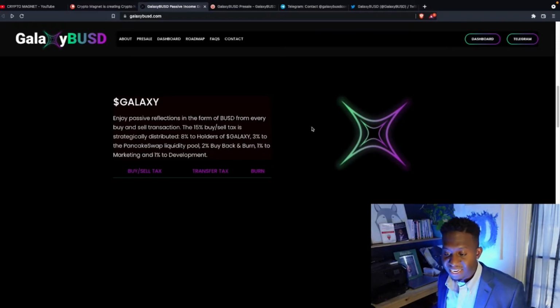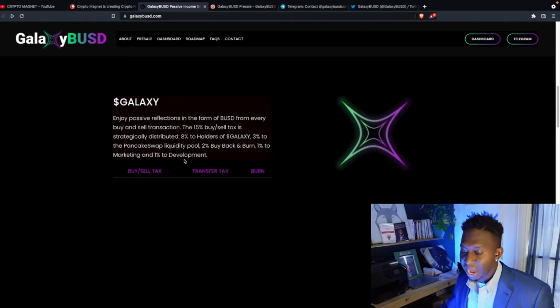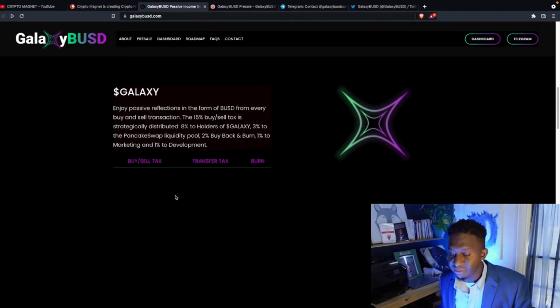Earn passive reflections in the form of BUSD from every buy and sell in the transactions. The 15% buy and sell tax is strategically given back: 8% to the holders of GALAXY, 3% to the PancakeSwap liquidity pool, 2% to the buyback and burn, 1% to the marketing, and 1% to the development of this ecosystem.